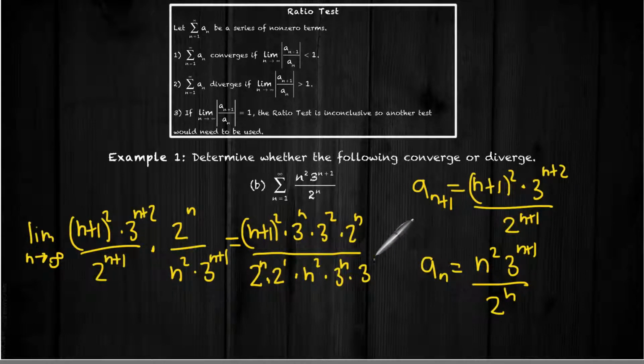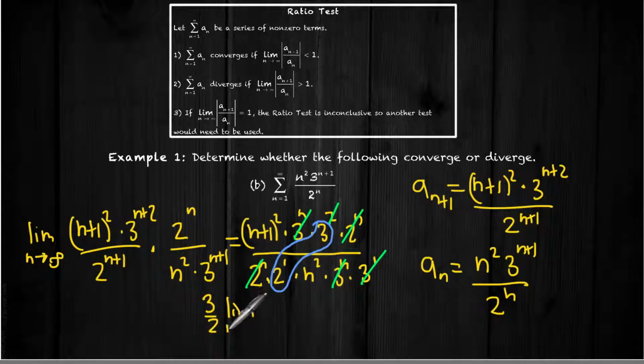All right, so now we're ready to cancel a lot of stuff out. So we have 3 to the n is going to cancel with 3 to the n. 2 to the n is going to cancel with 2 to the n. And then you have 3 to the first is going to cancel with one of these 3's up here. And so that is going to leave us with 3 halves as our constant. And I'm going to pull that outside of the limit. 3 halves outside of the limit.